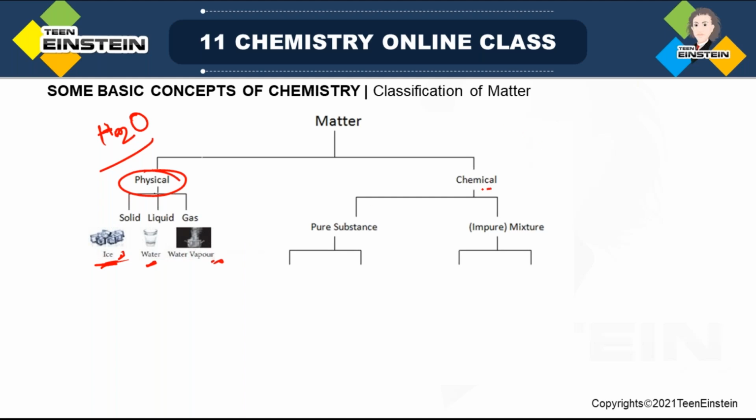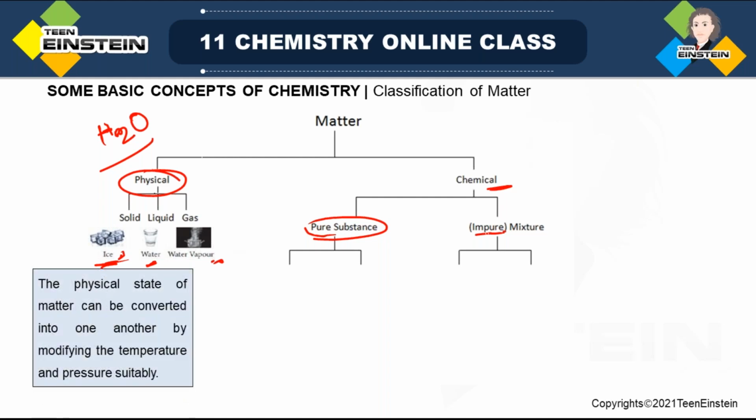Now come to this side, chemical. Now there will be some change in the chemical bond also. Under this we have pure substance and impure substance. Now mostly we do not use the term impure, we say it is a mixture. And for pure substance, again a classification, a subdivision, is there. For mixture also there is a subdivision.